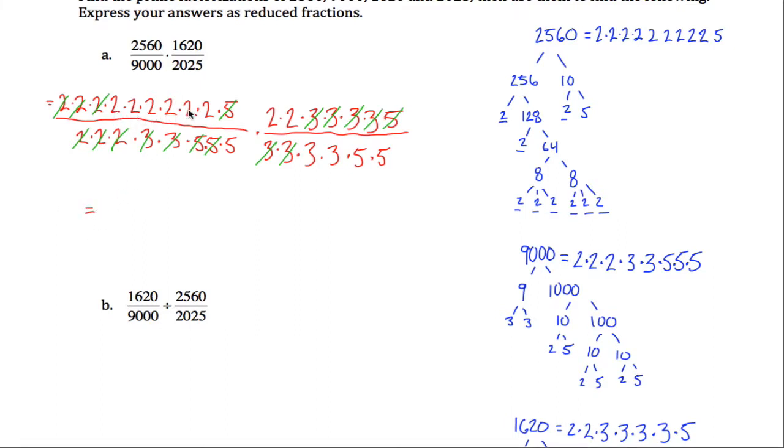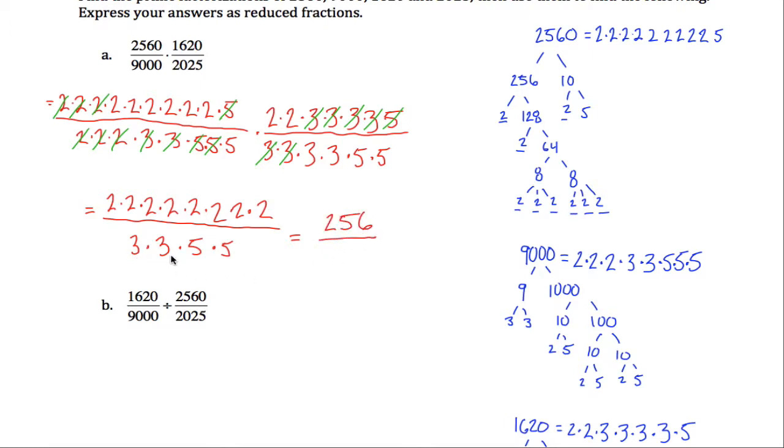1, 2, 3, 4, 5, 6 2's. And then 2 more 2's over here. I believe that's it, right? We canceled everything else out. And then in the denominator, we got 2 3's and 2 5's. Maybe you pull out a calculator to do this. 1, 2, 3, 4, 5, 6, 7, 8. I think you'll end up with 256 if you multiply those all together. And then this is 9, and this is 25.